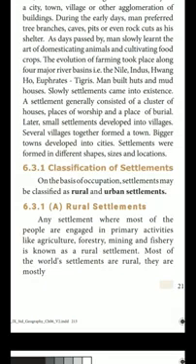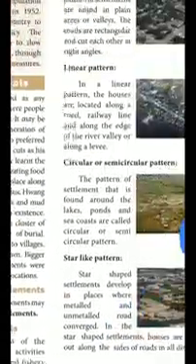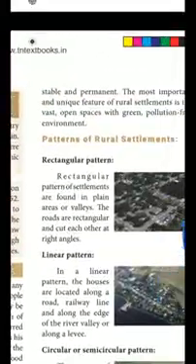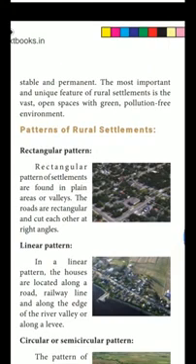So any settlement where most of the people are engaged in primary activities. What are the primary activities? Agriculture, fishing, forestry, mining, lumbering, etc. This is known as rural settlement. Most of the world settlements are rural. They are mostly stable and permanent. So mostly these rural people are stable and permanent. The most important and unique feature of rural settlement is the vast open space with a green, pollution-free environment also.